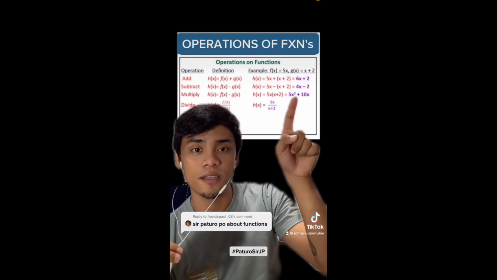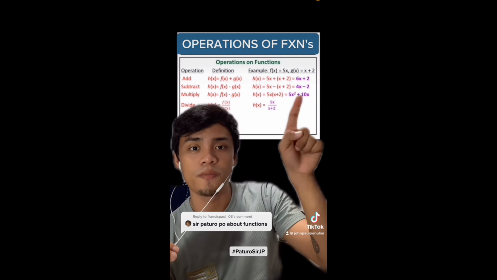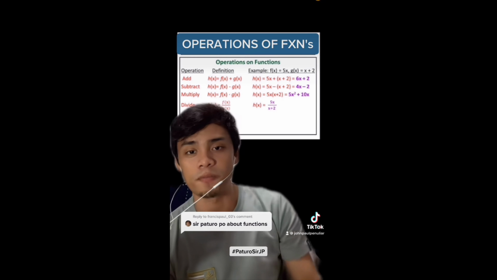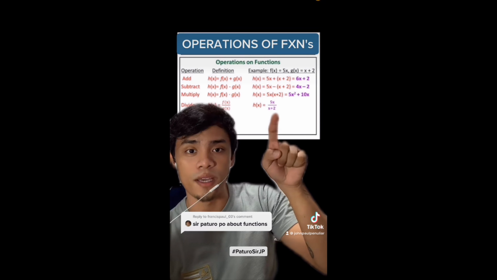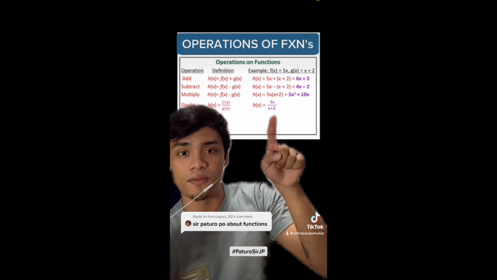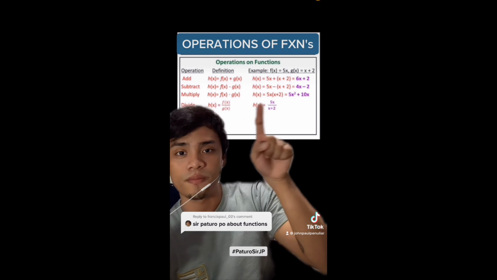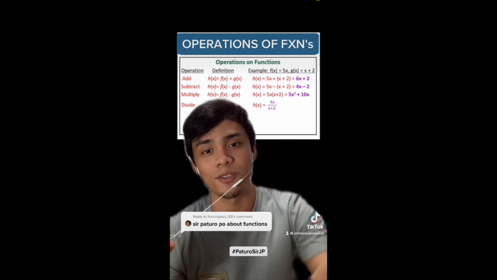5x times x, 5x squared. 5x times 2, positive 10x. So you have 5x squared plus 10x. And then sa division, ayun, 5x divided by x plus 2. Ito yun f of x divided by g of x. Diba? So yun lang yun sa operations of functions.